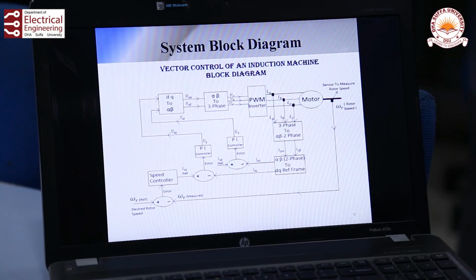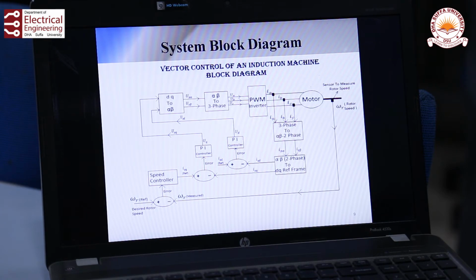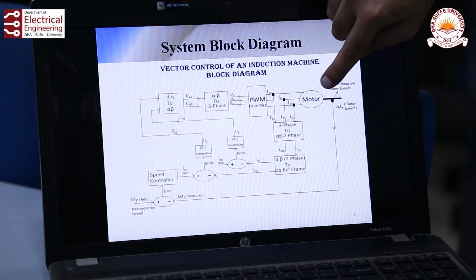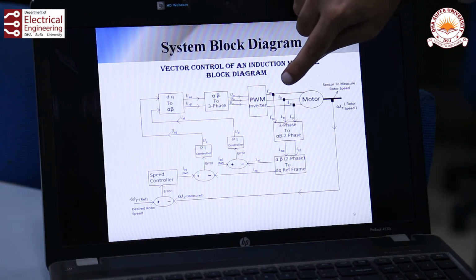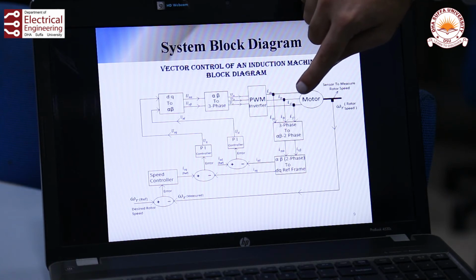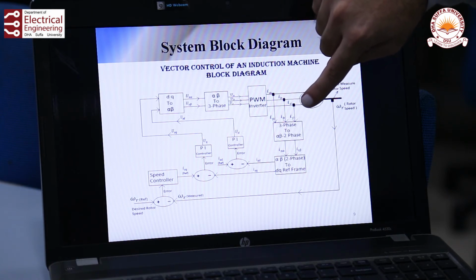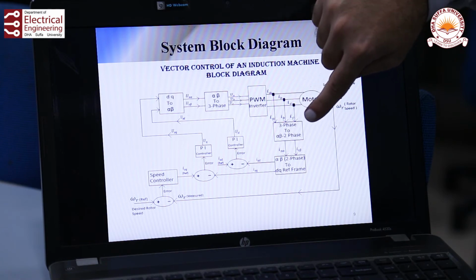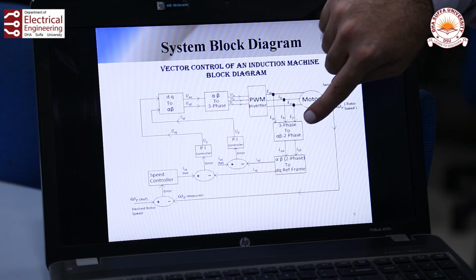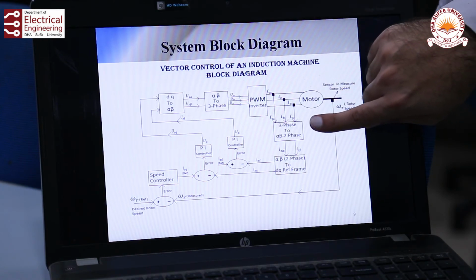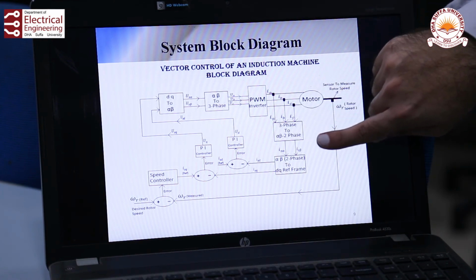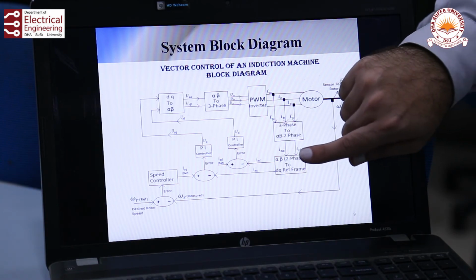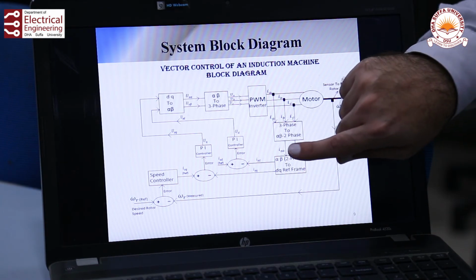So in this final year project, the vector control model that the students have simulated, you can see that the AC motor whose speed and torque is being controlled, first its three-phase currents are measured, and then those three-phase currents are converted from the three-phase system to the two-phase alpha-beta coordinate system. The alpha-beta coordinate system is actually the stator's reference frame, and those alpha-beta current components are then converted to the DQ system.